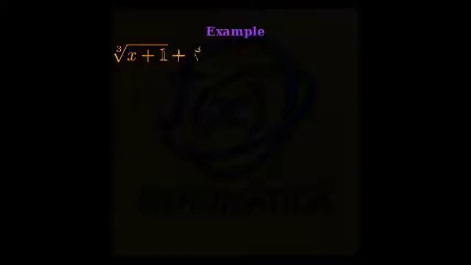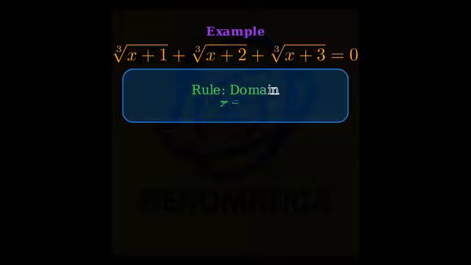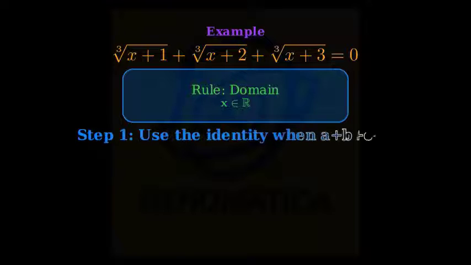Example. We will solve the equation, the cube root of x plus 1 plus the cube root of x plus 2 plus the cube root of x plus 3 equals 0. We'll follow a clean, step-by-step plan and highlight each rule we use. Before we start, note the domain. Cube roots are defined for all real numbers, so x can be any real. Step 1. Recognize that we have a sum of 3 terms equal to 0.